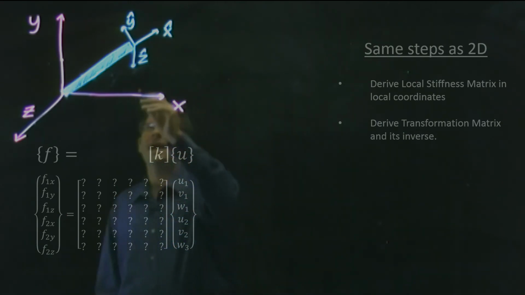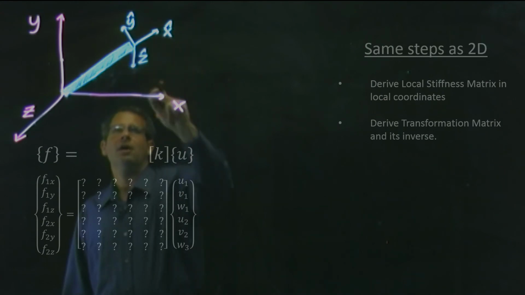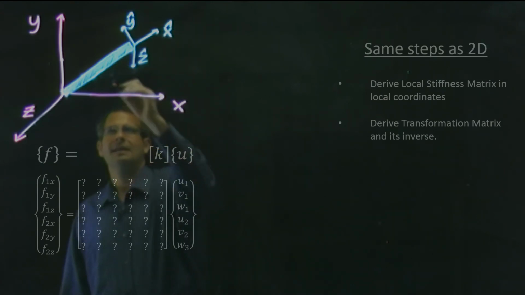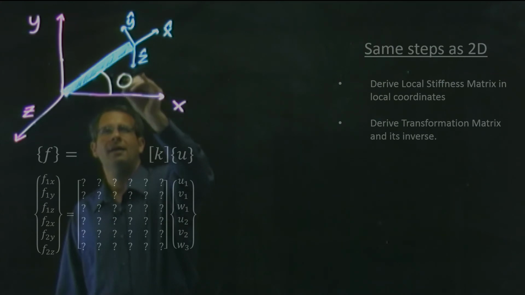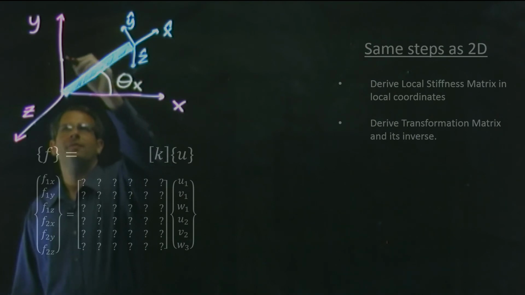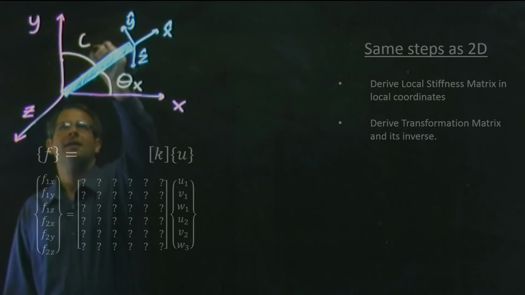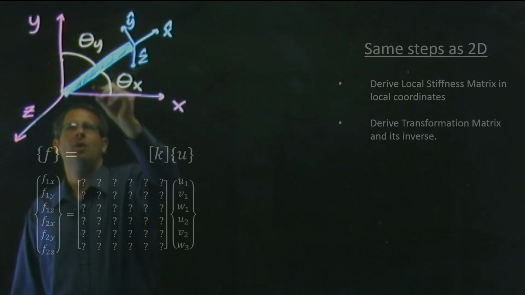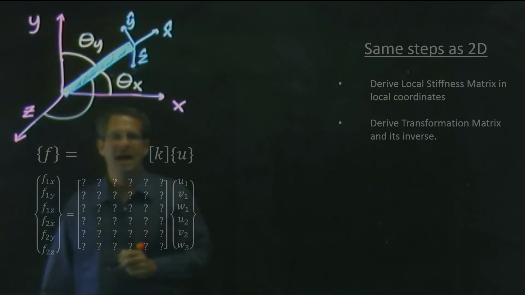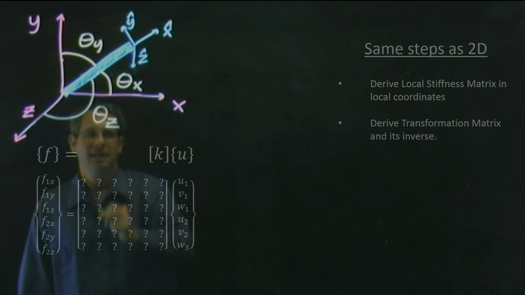We're going to have an angle which goes from the x hat axis on the bar to the x axis, the global coordinate system. We'll call that theta sub x. We'll also have an angle that goes from the bar to the y axis. We'll call that theta sub y. And we'll have an angle that goes from the bar to the global z axis. We'll call that theta z.